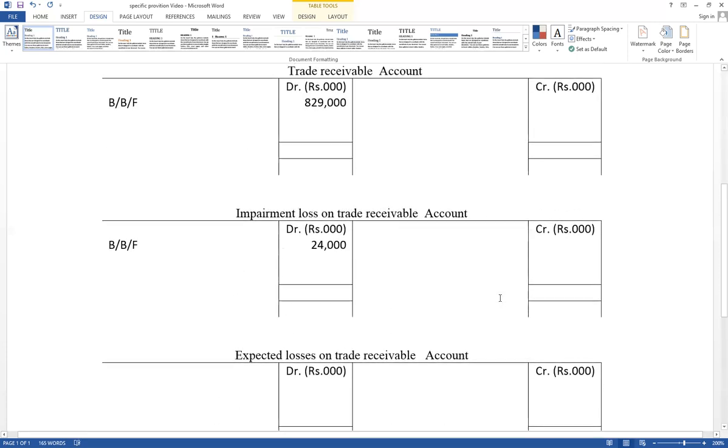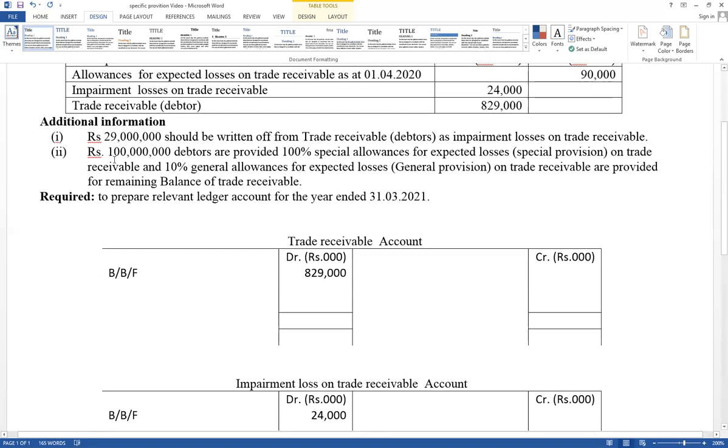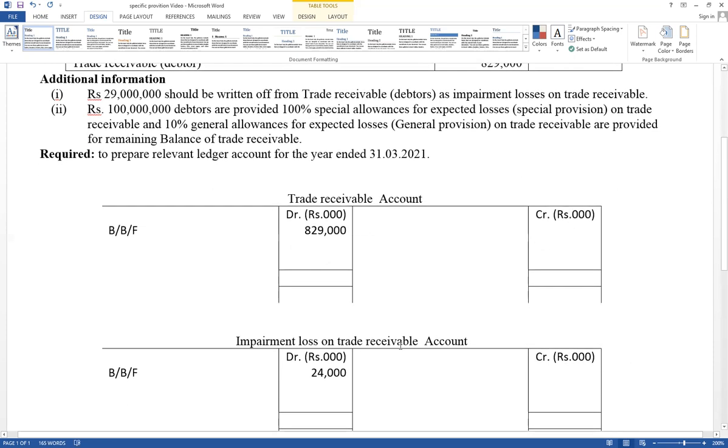Right, now see the adjustment. Adjustment first one is for impairment loss on trade receivable. Rupees 29,000 should be written off from debtors, from trade receivable, as an impairment loss on trade receivable. That is a bad debt. Therefore 29,000. It is confirmed the debtor value cannot be recovered. That is the meaning of impairment loss on trade receivable. That is an expense. Therefore it should be removed from the trade receivable account. Trade receivable account credit, impairment loss on trade receivable account debit.